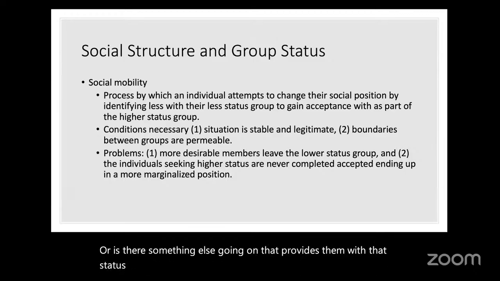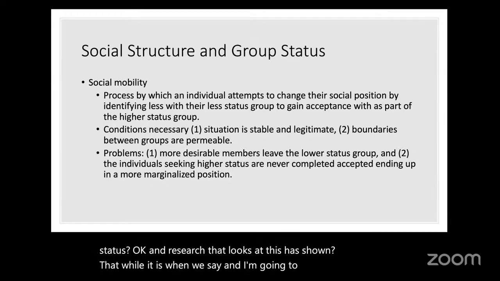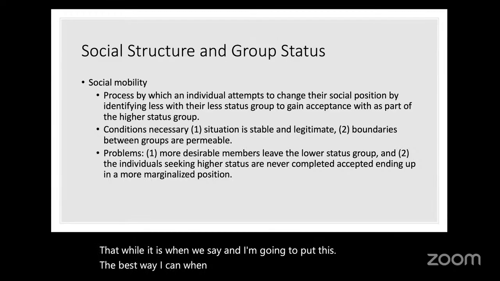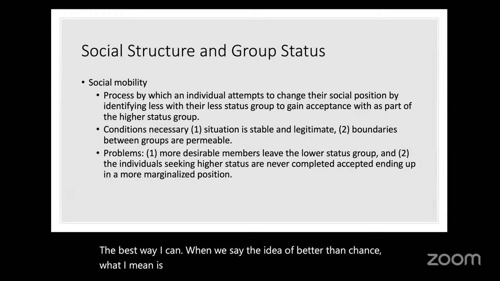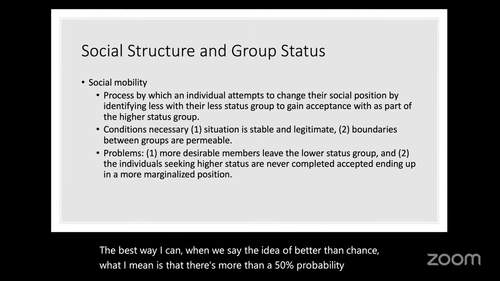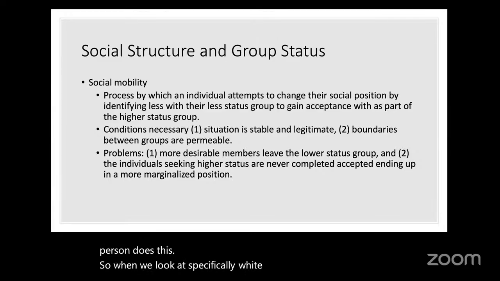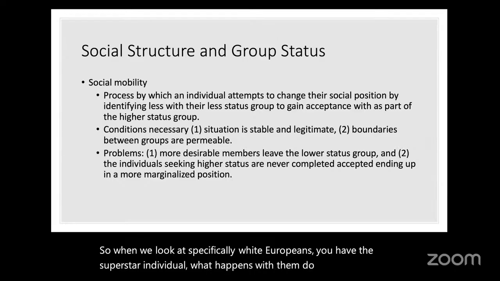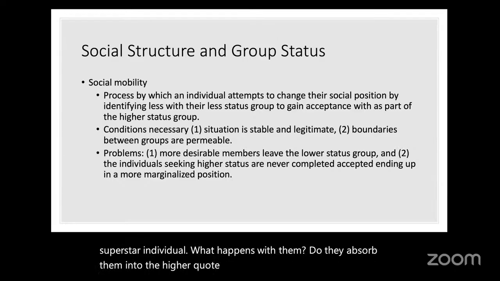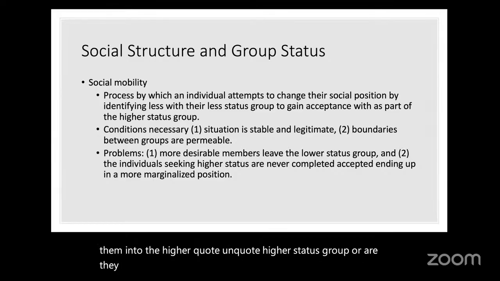Research that looks at this has shown that, and I'm going to put this the best way I can, when we say better than chance, what I mean is that there's more than a 50% probability that a person does this. So when we look at white Europeans, you have the superstar individual. What happens with them? Do they absorb them into the, quote unquote, higher status group, or not? And what we find is they don't.